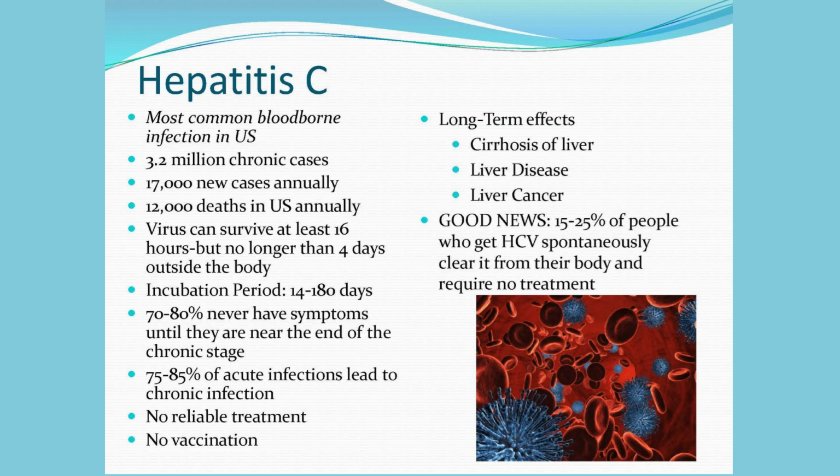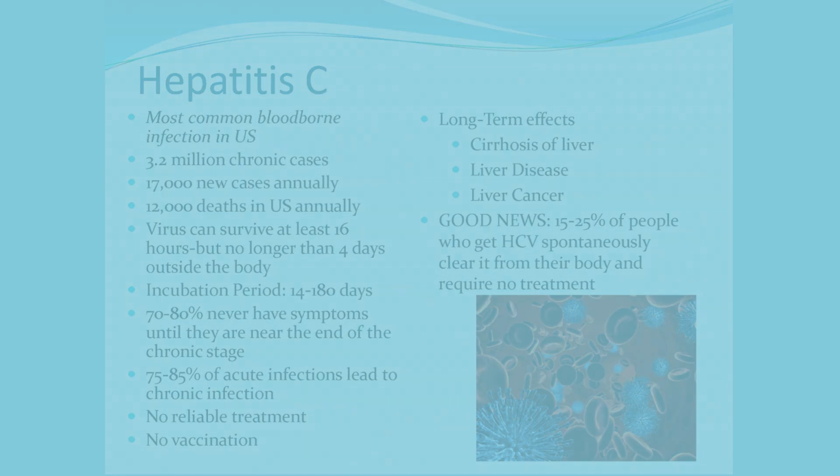There is no vaccine, and many acute infections become chronic. Long-term effects mirror those of hepatitis B, including cirrhosis, liver disease, and cancer. Approximately 15 to 25% of individuals naturally clear the virus without treatment.